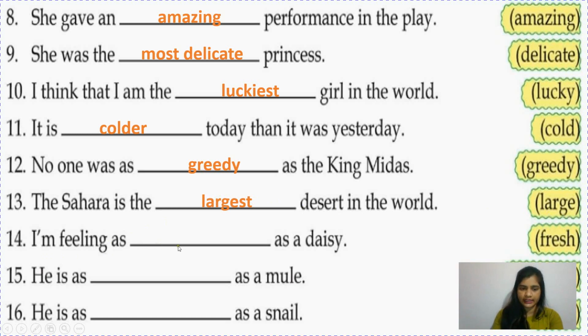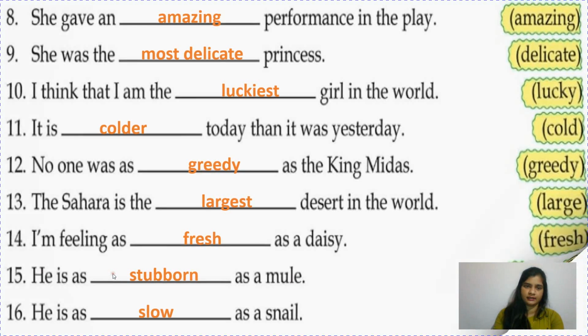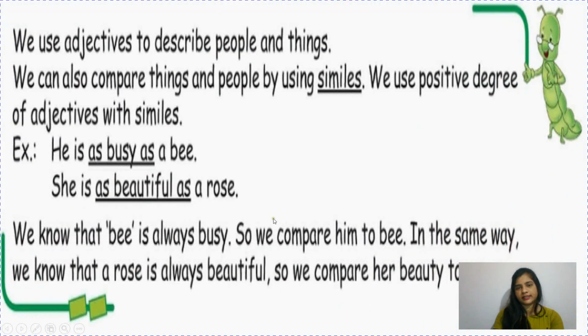I am feeling as dash as a daisy. Children, can you see here as is written? Wherever you find as, see here in all the three questions, it is written as. So you have to copy down all these three things. Why? Because as is always written in positive degree. So I am feeling as fresh as a daisy. He is as stubborn as a mule. He is as slow as a snail. So I hope you have understood the exercise.